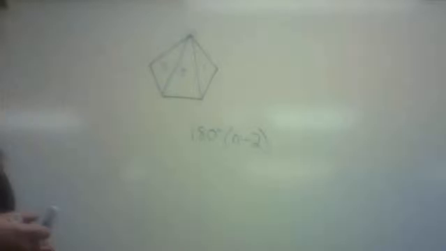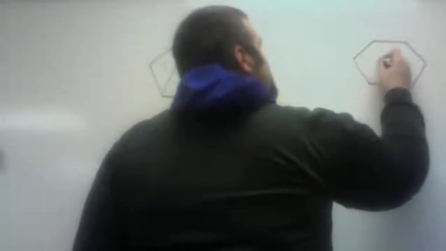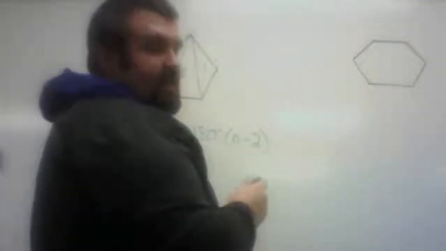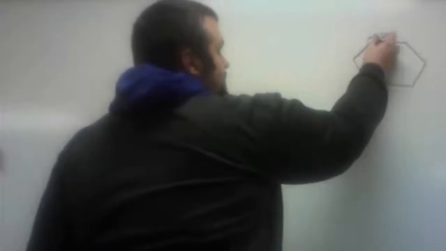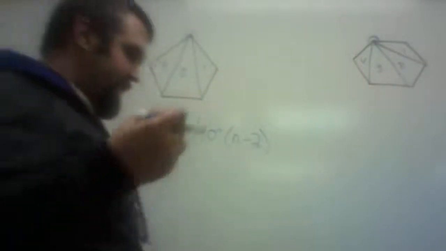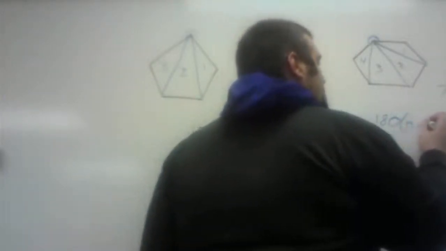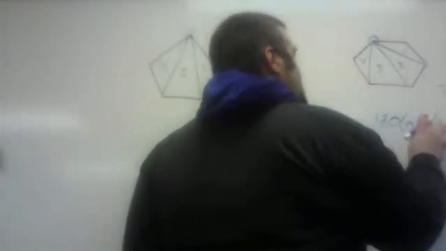Let's just check real quick if this formula works, or this idea works. Let's draw a hexagon. There's 6 sides, right? But let's see how many triangles this can break up into. So I choose a vertex: 1 triangle, 2 triangles, 3 triangles, and 4 triangles. So there's 4 triangles. So I'm going to take 4 triangles times 180. I get 720. The formula 180(n minus 2) works yet again.